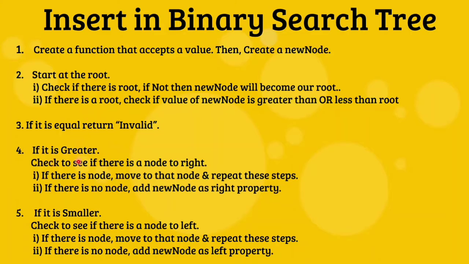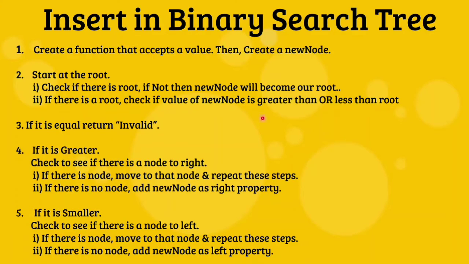There we will check to see if there is a node to the right. If there is a node, then we will move to that node and repeat these steps. If there is no node, then we will add the new node as a right property. Once our greater than condition is satisfied, the things are good.